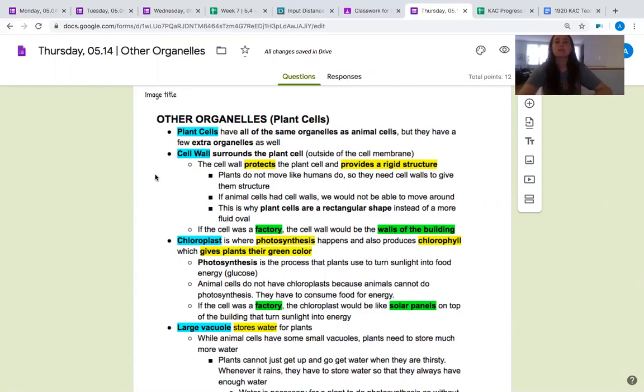The first one is the cell wall. The cell wall surrounds the plant cell outside of the cell membrane. So if it's a plant cell, they're rectangular. They would have a cell membrane and then a cell wall around it. You should have seen that in the video.